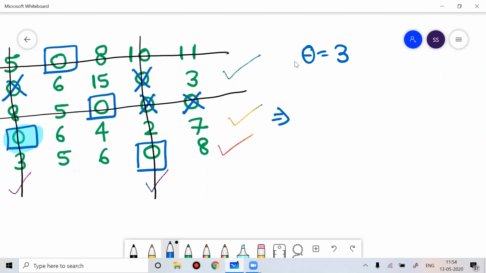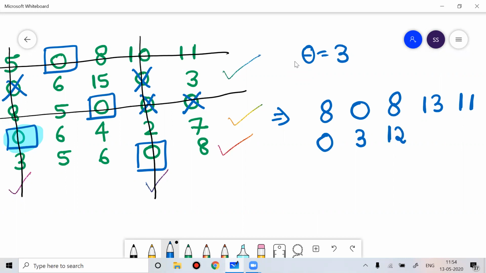So if you see 5, two lines have gone over it, so add theta to the 5, that becomes 8. 0, one line gone over it, so do not touch it. 8, one line gone over it, do not touch it. 10, two lines gone, so 10 plus theta is 13. 11, no change to be done. Then 0, one line gone over, do not touch it. 6 minus 3 is 3. 15 minus 3 is 12. Then 0 will remain 0. Then 3 minus 3 is 0. Then 8 plus 3 is 11. 5 will remain 5. 0 will remain 0. Then 0, two lines gone, so 0 plus 3 is 3. Then it will remain 0.